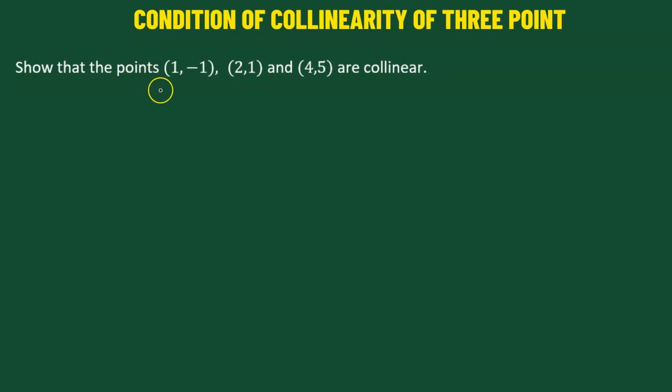In this problem, we need to show that these 3 points, (1, -1), (2, 1), and (4, 5), are collinear in nature. Let us begin. First, we'll try to find out the area formed by these 3 points. Let us suppose that it's forming a triangle.